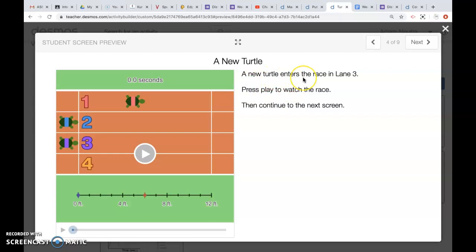Okay, and now a new turtle enters the race in lane 3. Press play, watch the race, then continue to the next screen. A lot of these, especially in my class, I really like first thing we do is just see what happens, and then after that we're wondering, writing down anything we can write about what just happened. So we're noticing and then wondering and then getting into the math side. So that's actually a really good habit to have in math class. So let's press play.